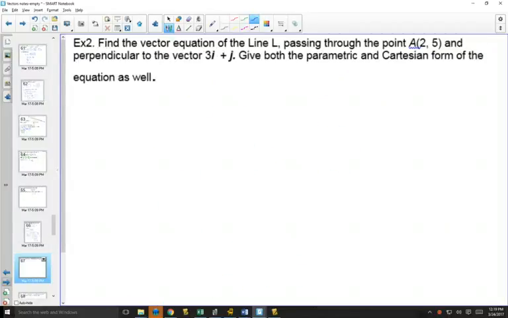So here's another one. We're going to find a vector equation of a line. No, this is a different one. Perpendicular. Still same point, (2, 5), but it's perpendicular to 3i plus j. So if (3, 1) is that vector, and we want to be perpendicular, then our direction vector will be (1, 3), and you need to make one of them negative. And it doesn't matter which one you make negative. It's up to you.